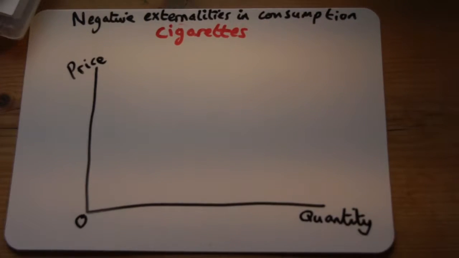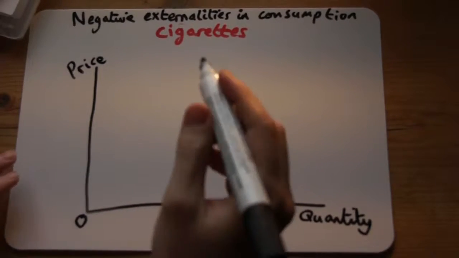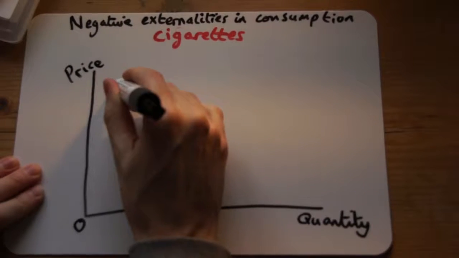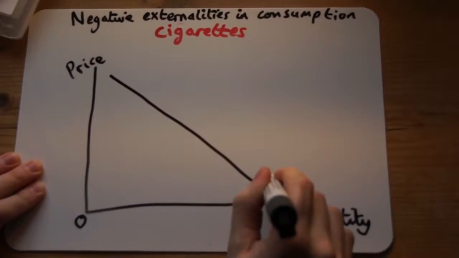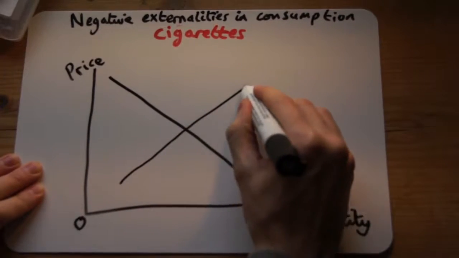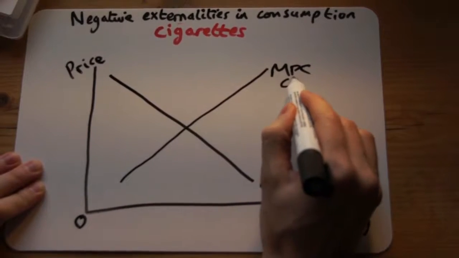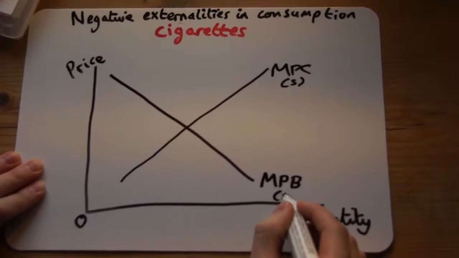This is a how-to guide on drawing negative externalities in consumption, and the example we're going to use here is cigarettes. So the first thing we need to do is find the marginal private benefit of smoking and find the marginal private cost of smoking. That's the same, remember, as supply and demand.